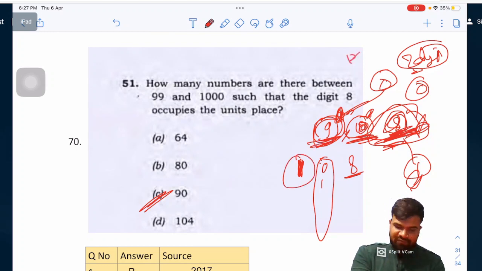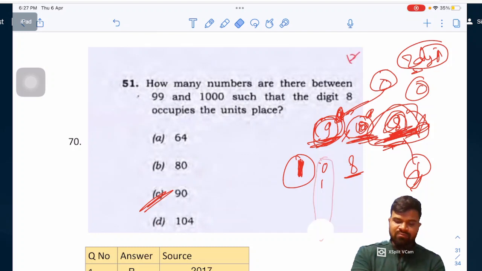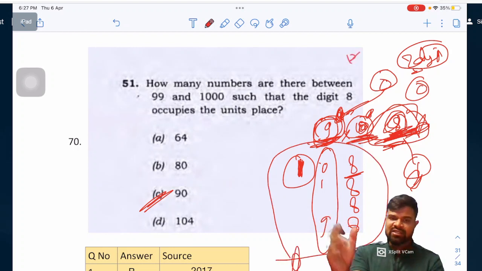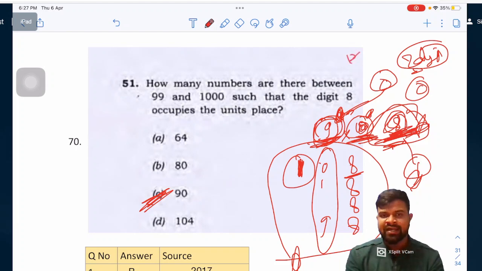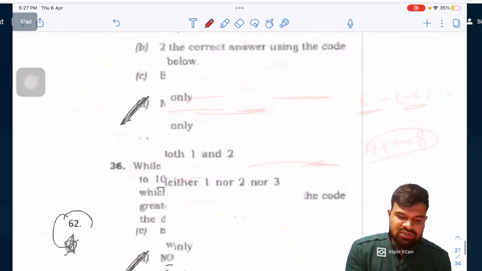You can check this: if you keep 1 at the first position, from 0 to 9 there will be the second position, and the last position will be occupied by 8. So this is how you will get it, and for every number this will be true. So total number will be 90. This is the end of this discussion.